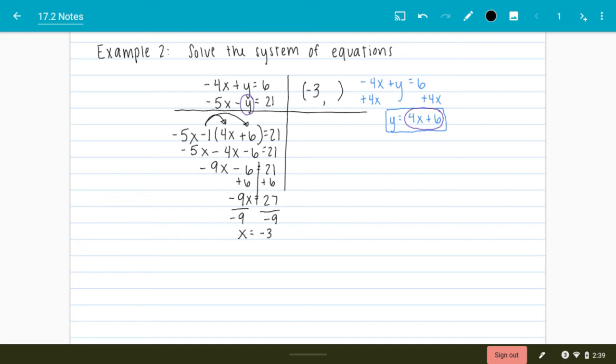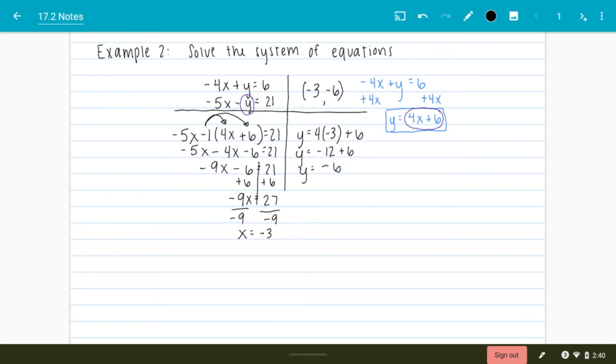I'm not done yet because I also need the y value. Well, I know that y is equal to 4x plus 6, so now I know what x is, so I'm going to plug it in for x. So y is equal to 4 times x, which is negative 3, plus 6. So y is equal to 4 times negative 3, so that'd be negative 12 plus 6. Well, negative 12 plus 6, the negatives are winning the war, so my answer is going to be a negative. And there are 6 more negatives, so it'd be negative 6. So my solution is the point negative 3, negative 6.